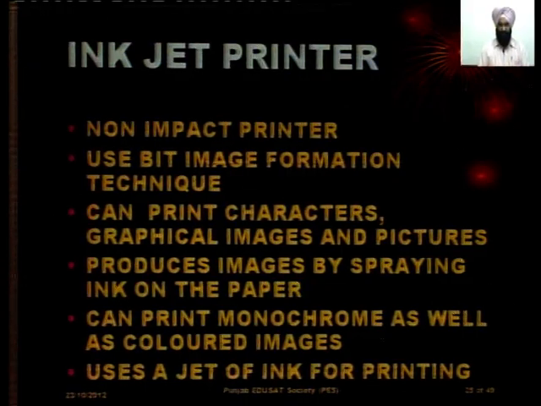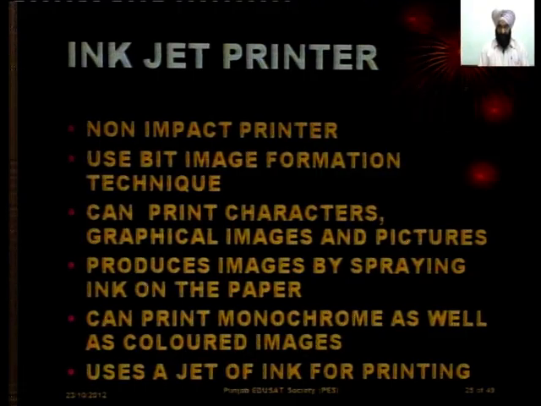It produces images by spraying ink on the paper. As the name implies, the main working principle in this kind of printer is that it produces images by spraying ink on the paper. That is why the name inkjet printer. It can print monochrome as well as colored images, and it uses a jet of ink for printing. The jet of ink is used for printing by spraying ink on the paper. That is why the name inkjet printer.